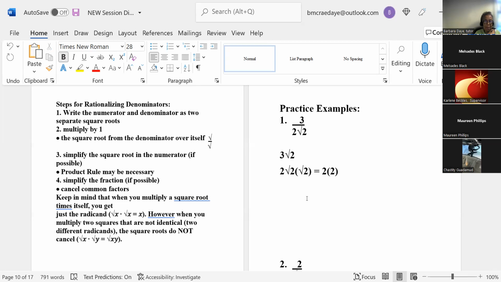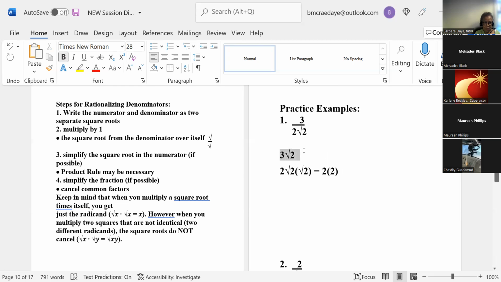Remember I said when you take the square root of a number times itself, you just get back the radicand, just the number. Square root of 2 times square root of 2 just gives me 2. But you have to write it the way you have it there. Then I'll put it all back together. The numerator is 3 times square root of 2. The denominator is 2 times 2, and that's 4, right?